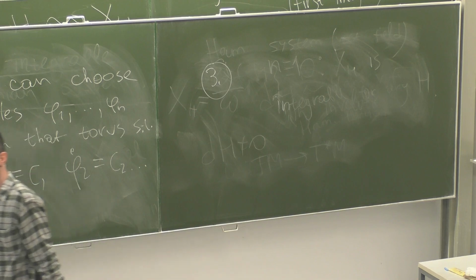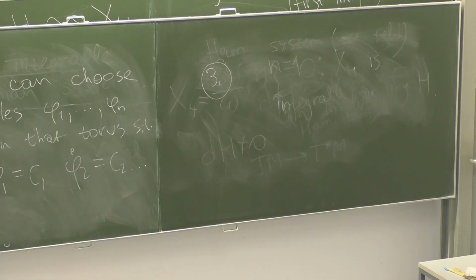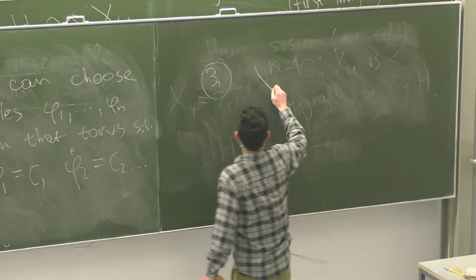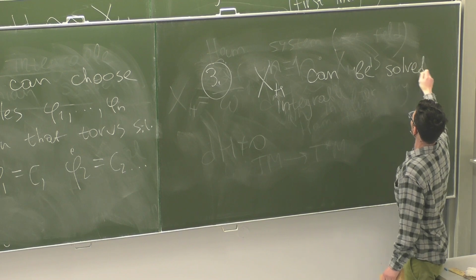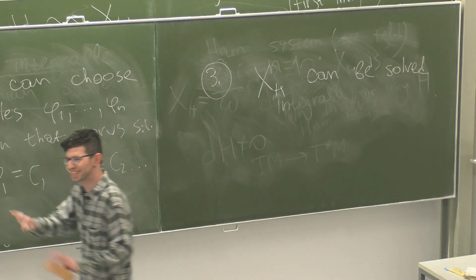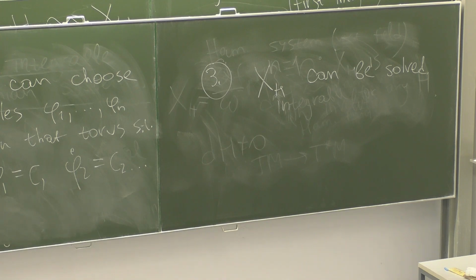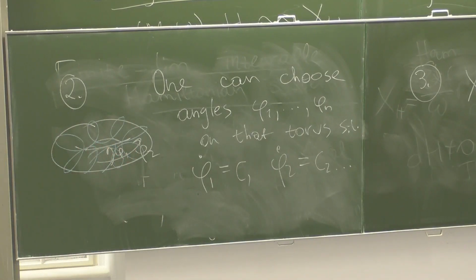And part 3 is that, thanks to this special choice of coordinates, one can actually explicitly solve the initial differential equation, whatever that means. So X_H can be solved. Any differential equation can be solved by the existence theorem, but here it means that one can solve it in a more or less closed form. You would say, well, that's obvious because we already solved it, right? Phi 1 is equal to c1 t plus another constant.